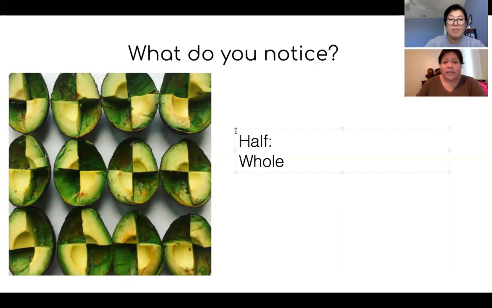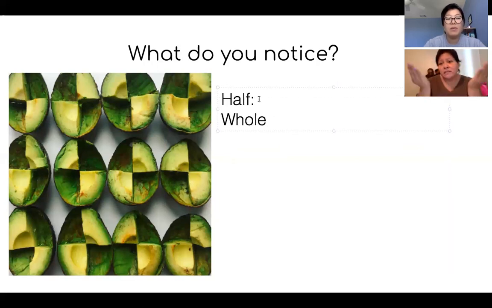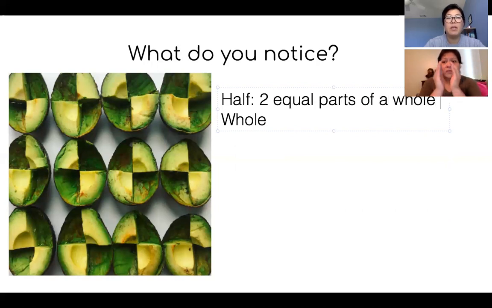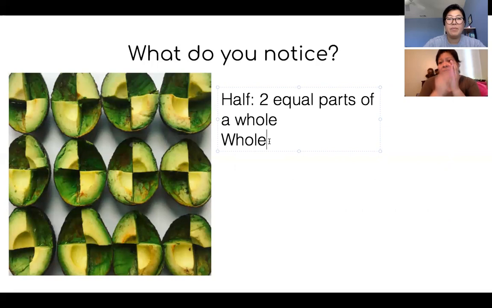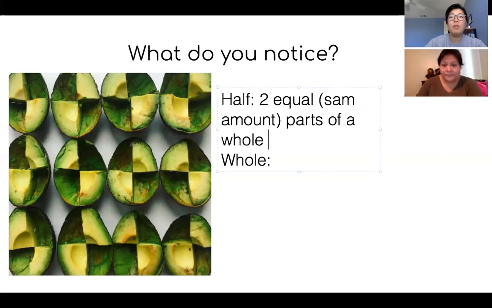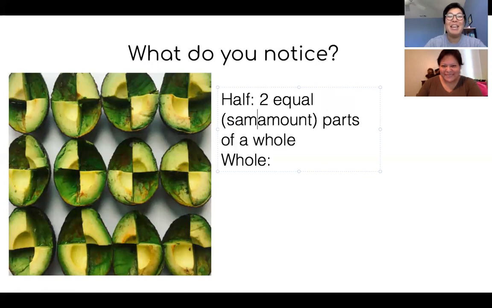We're looking at two equal parts of a whole. When I looked at it, the avocado is in this shape, and then it gets cut down the middle, and we have two parts. So half is when you have a whole and then you split it. You can split this way or that way, horizontal or vertical, as long as both parts are equal. They have the same amount. So I'm going to put equal as same amount.